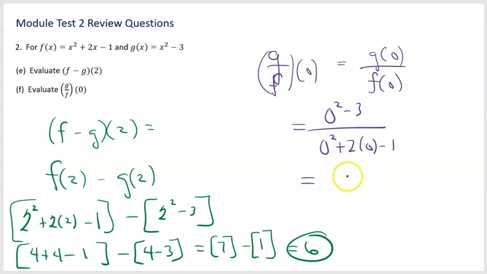0 squared minus 3 is 0 minus 3, which is negative 3. 0 squared plus 2 times 0 is 0 minus 1 gives me negative 1. And finally, negative 3 divided by negative 1 is positive 3. So g divided by f of 0 is positive 3.